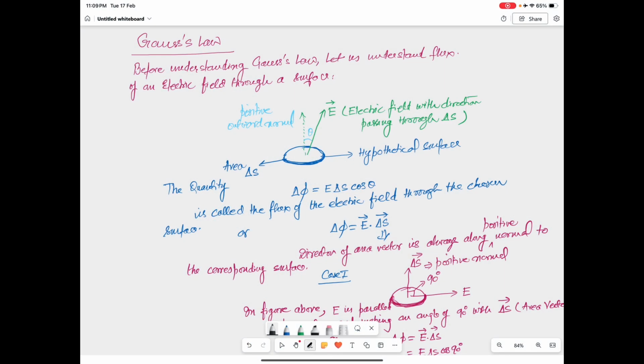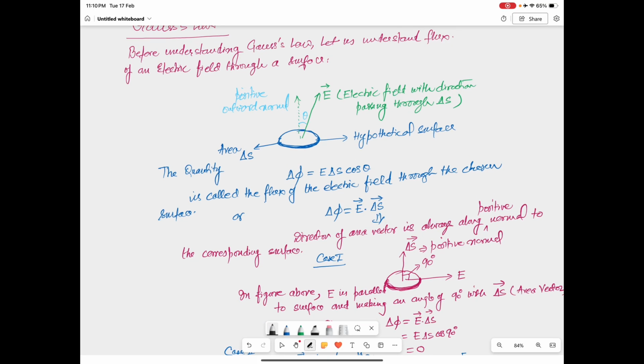Okay, after having discussed electric field and electric potential, the next important topic is Gauss's law. But before coming to Gauss's law, let us understand the flux, what is called an electric flux through a surface. You have seen here, I have drawn a simple diagram.